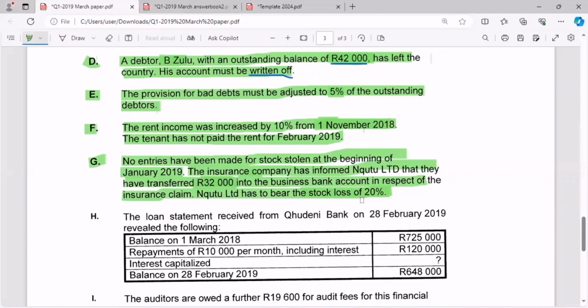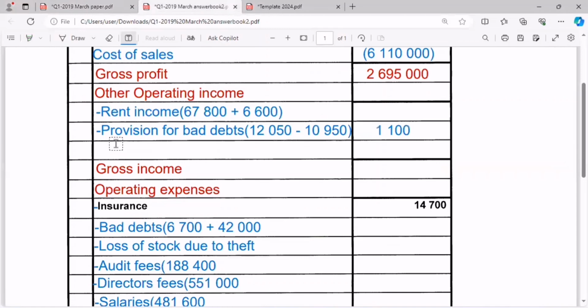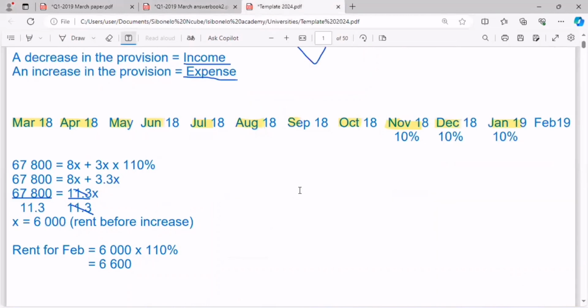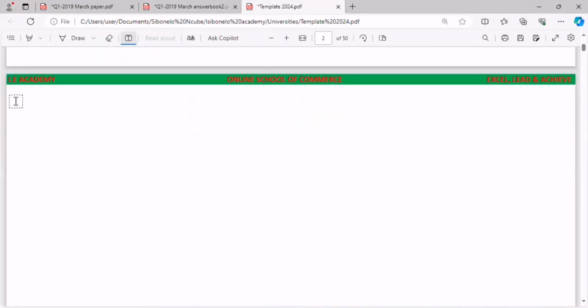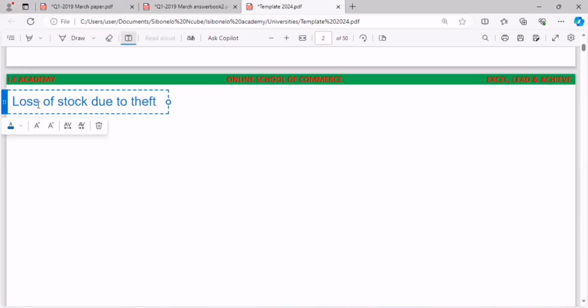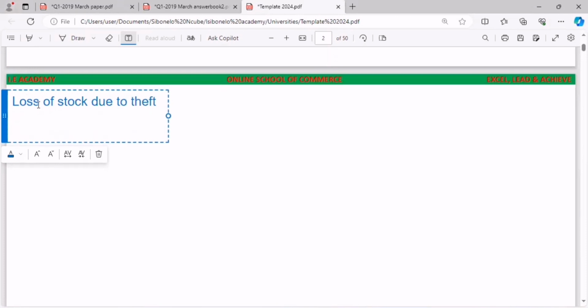So now we should use this information to calculate the loss of stock due to theft. So how are we going to do this? I will show you the workings. Okay, let me use a new page. So here we want to calculate the loss of stock to theft. So guys, we made the claim and the insurance paid us 32,000. So now we should find the total cost of the stock that was stolen.